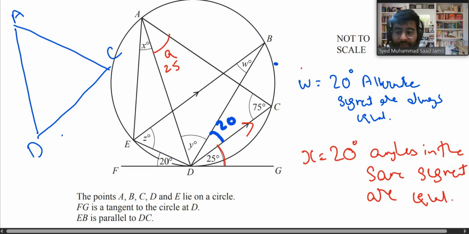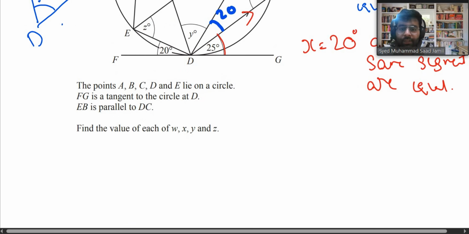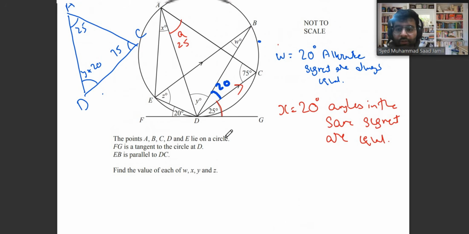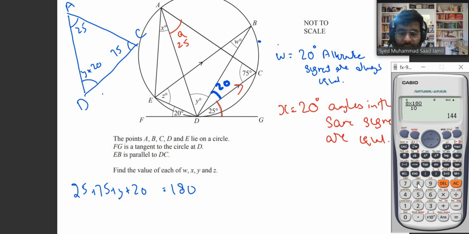So D is basically y plus 20. C is 75 and A is 25 only. Alright, so let me just zoom out a bit for you guys. I will do 25 plus 75 plus y plus 20 is equal to 180 degrees. So let me add all of these.